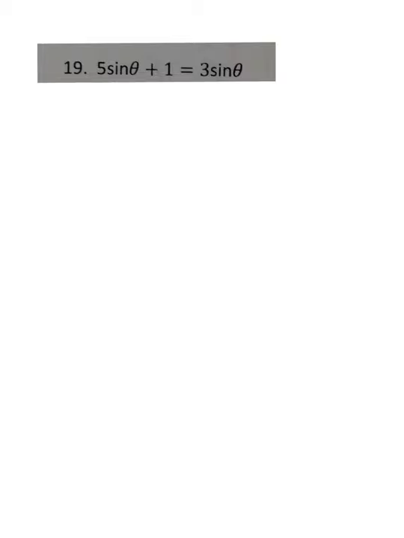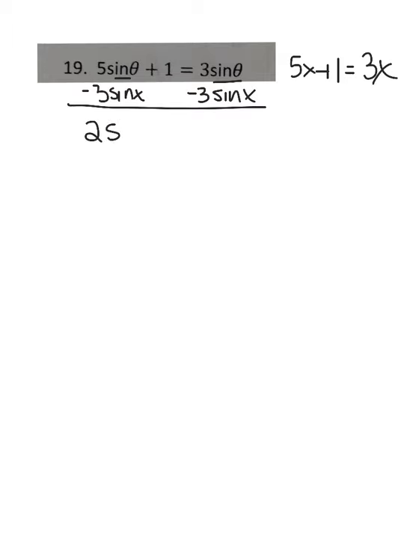All right, last question. Now, when you look at this, I want you to think of it kind of like as if this equation said 5x plus 1 equals 3x. That's kind of what it's like. Okay, these signs really are just like x's. So I'm going to try to get them together, and I'm going to move the 1 over to the other side. So I'm going to move the smaller sine x over. And that's going to give me 2 sine x plus 1 equals 0.